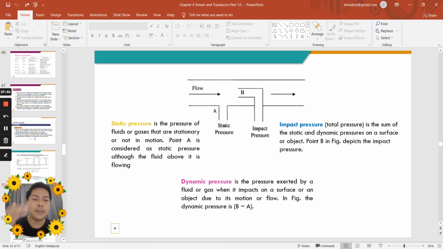Dynamic pressure is the pressure exerted by a liquid or gas when it impacts on the surface of an object due to its motion or flow. In the figure above, the dynamic pressure is B minus A. You see here B minus A, and then we will get the dynamic pressure. Whereas the impact pressure, also known as total pressure, is the sum of the static and dynamic pressure on the surface of an object. Point B in the figure depicts the impact pressure. So you can see here this is B, this is impact pressure. The impact pressure is the sum of the static pressure added with the dynamic pressure. So it is known as impact pressure or total pressure.